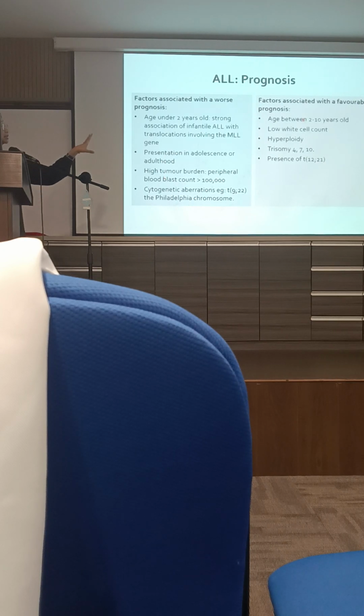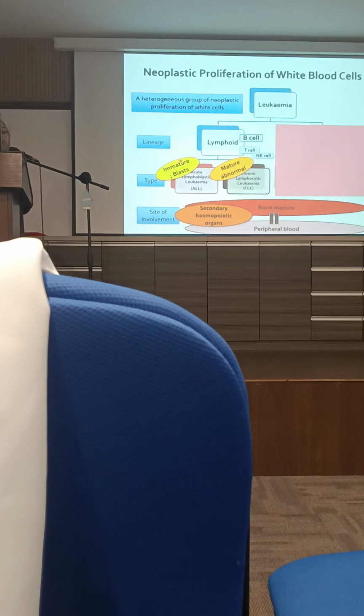Right, so these are some of the factors. Okay, you can read. One of them is age. If you are too young, it's a worse prognosis. If you have some extra genetic abnormality, also a bad prognostic factor. You have a high tumor burden. Acute lymphoblastic leukemia in adolescence or adulthood is also a poor prognostic factor. Okay, right.